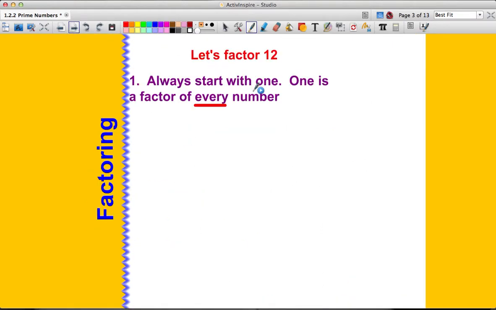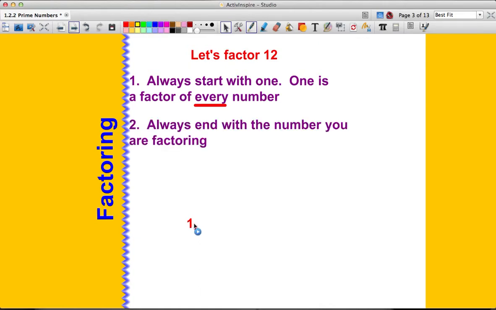All right, so let's start with factors. How do we find the factors of a number? We're going to start with 12. You always start with 1. The first factor of every single number is going to be 1. 1 is a factor of every single whole number. So we start off with 1. Then we always end with the number you are factoring. Since we're factoring 12, our last number would have to be 12.